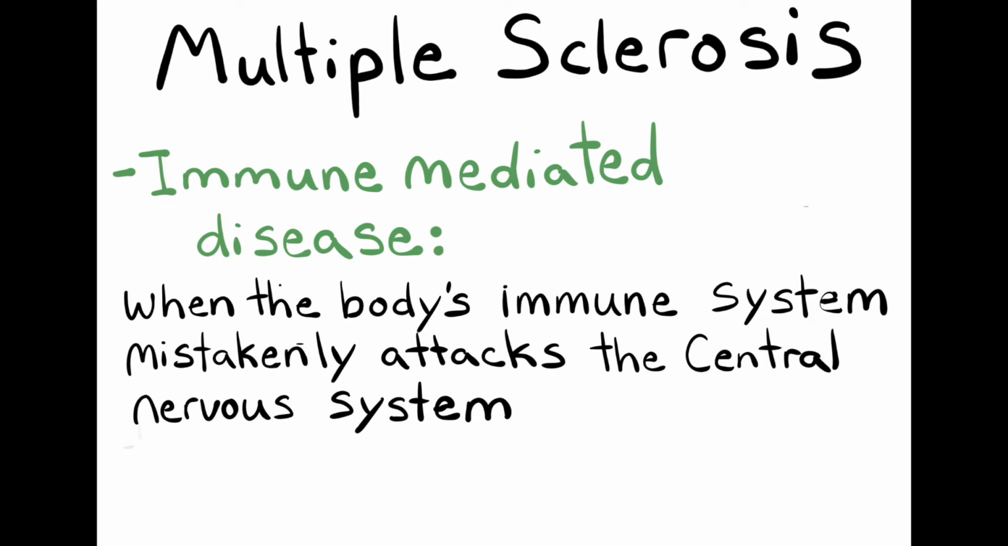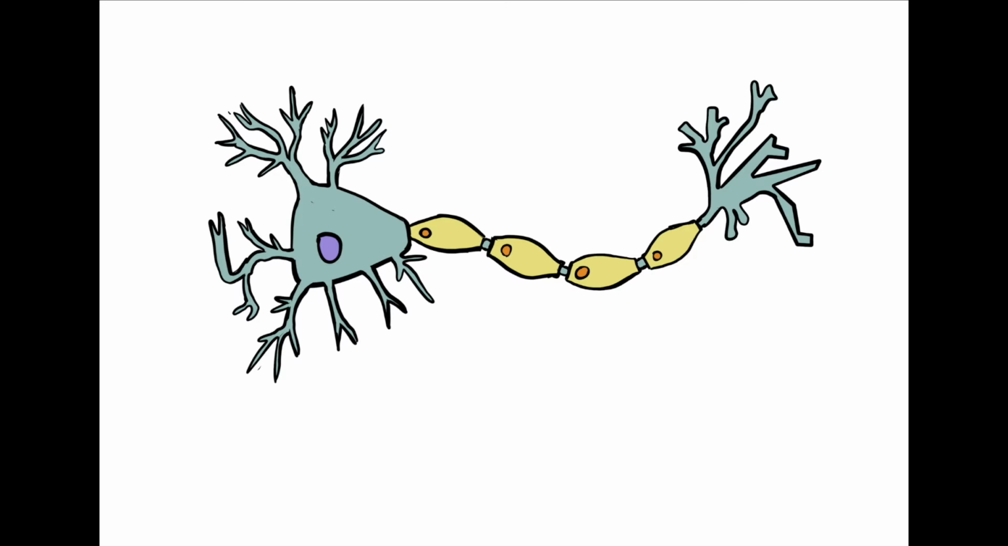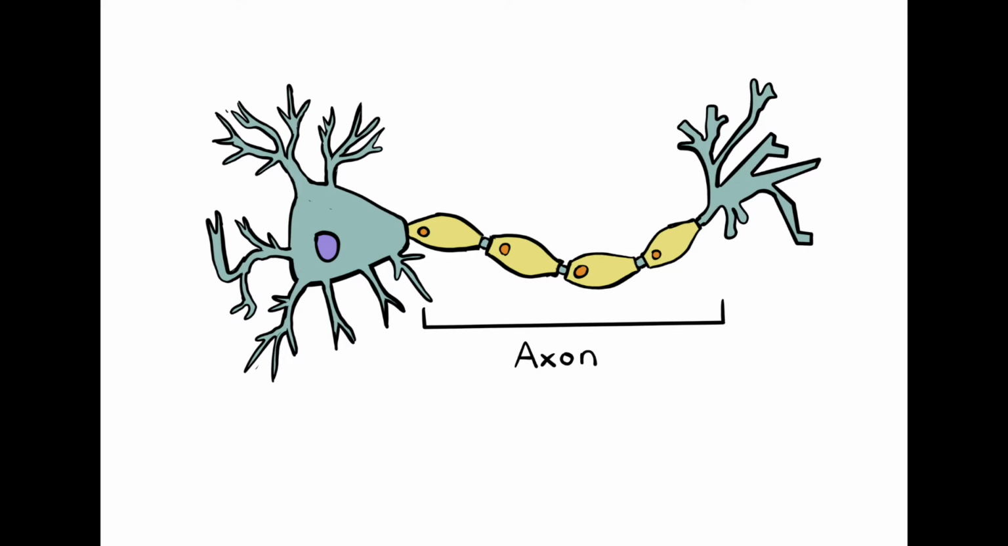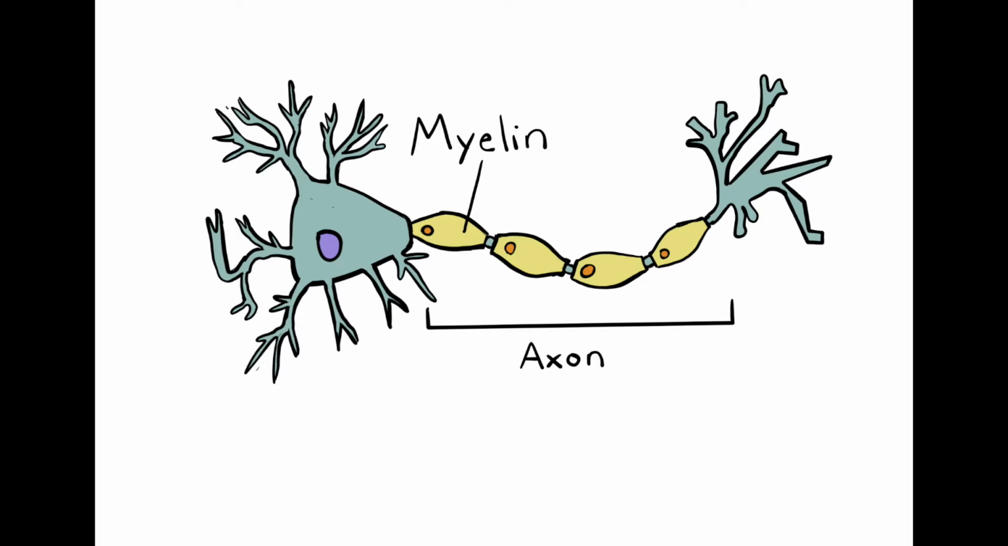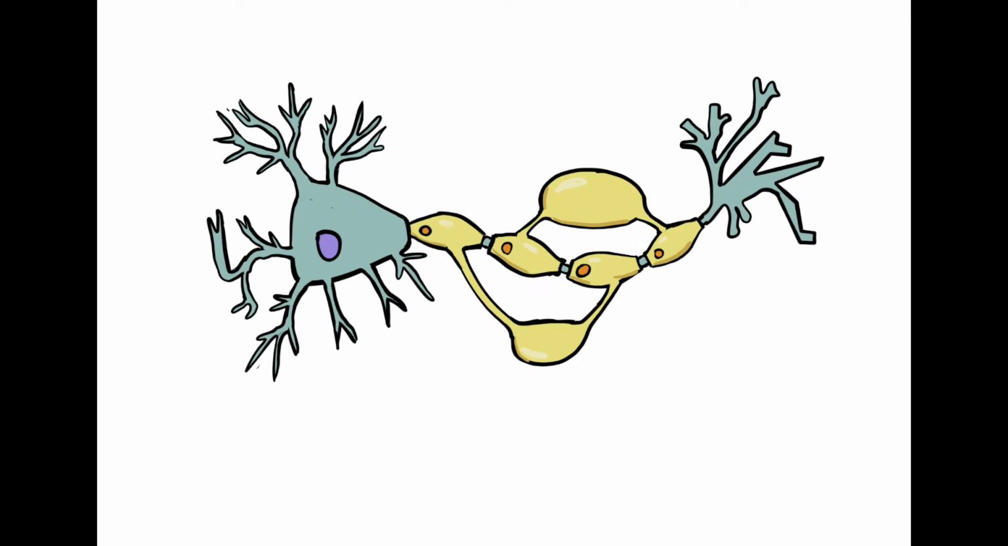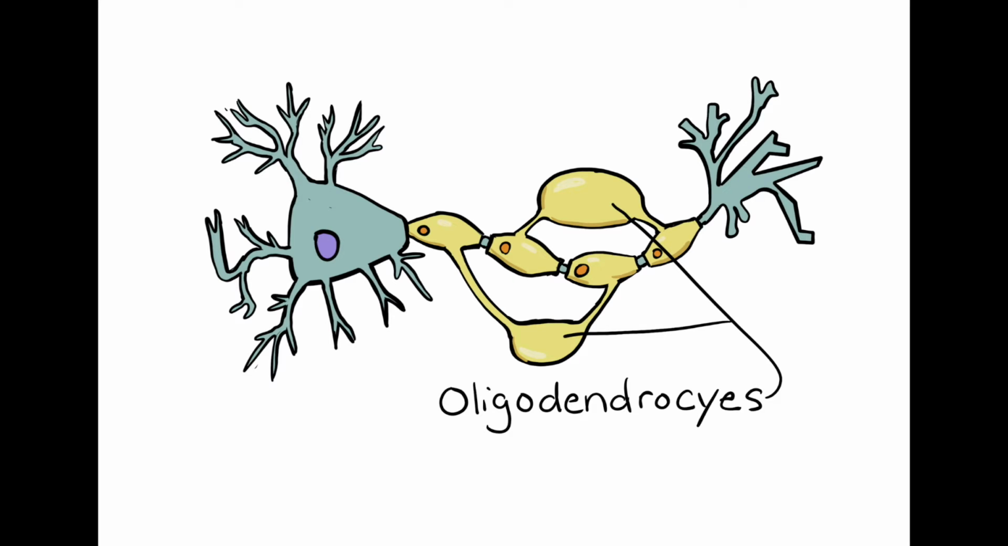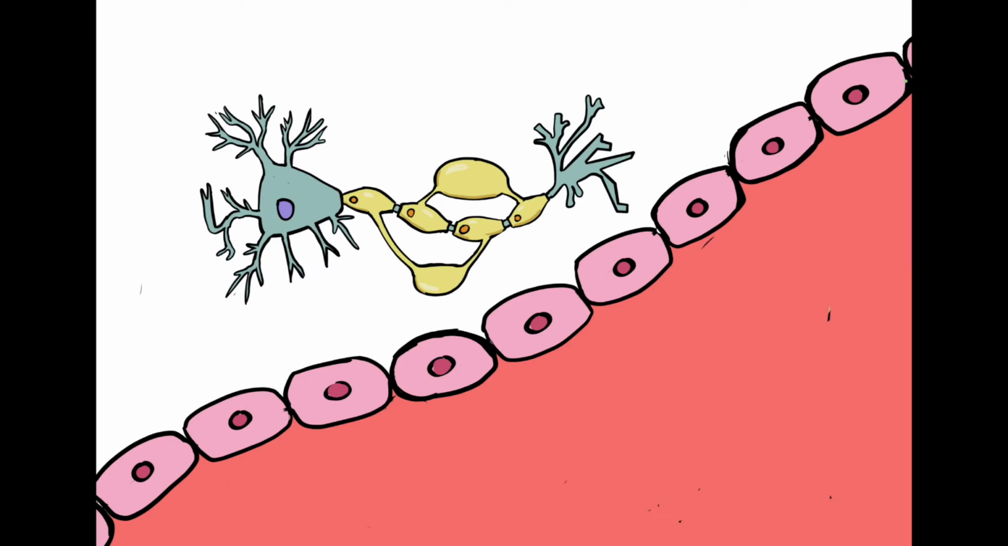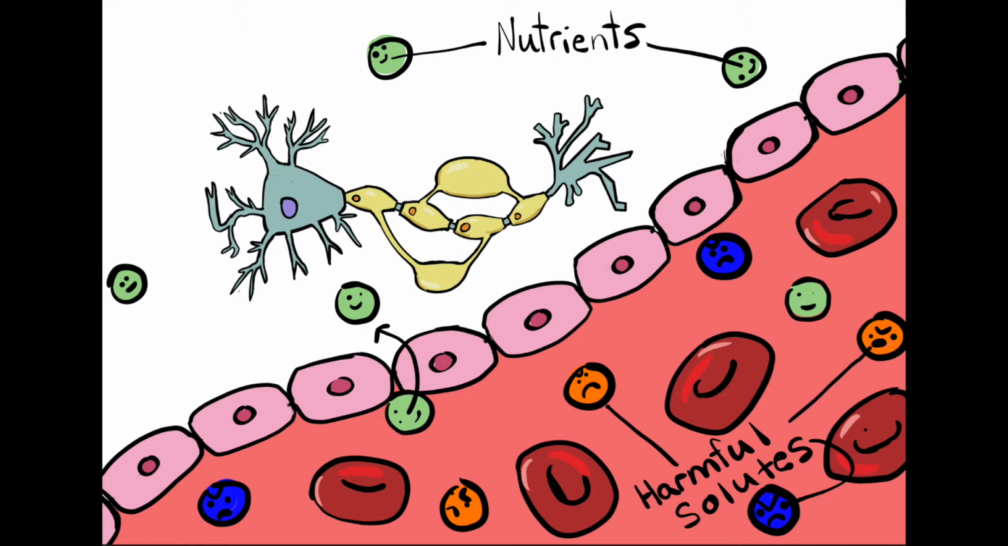The central nervous system is full of neurons, which are responsible for transmitting nerve impulses. The axon is insulated by a protective myelin sheath. Myelin is produced and maintained by glial cells called oligodendrocytes. The central nervous system and all these neurons are protected by the blood-brain barrier, which is a selective membrane that prevents harmful solutes from the bloodstream from entering the brain, while also allowing nutrients to enter.